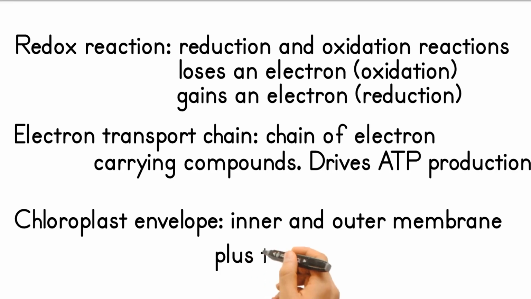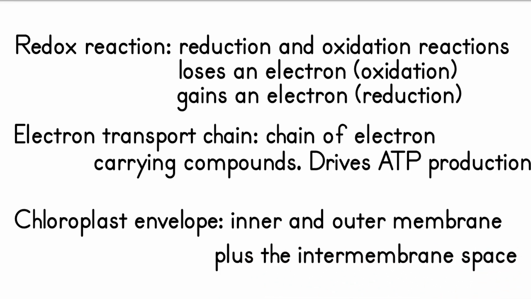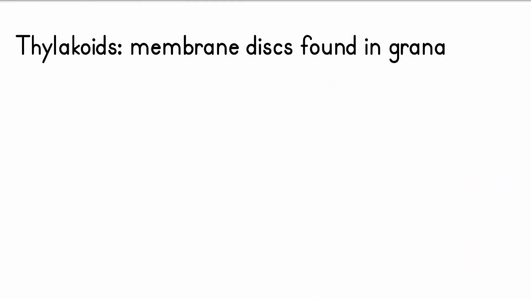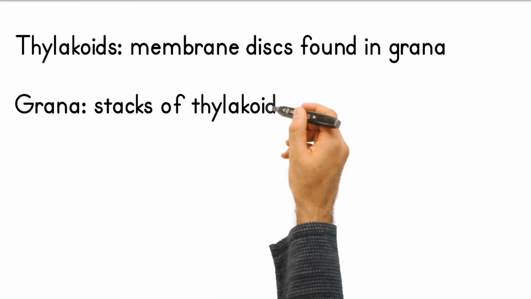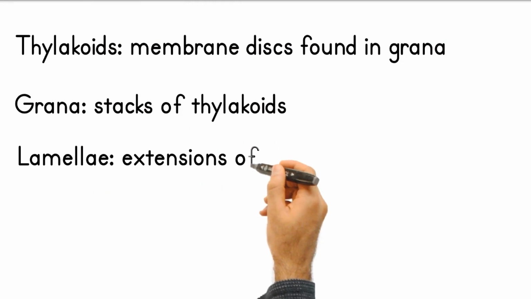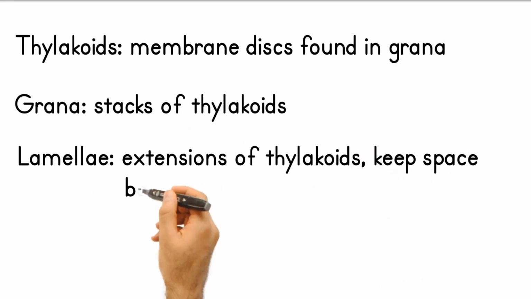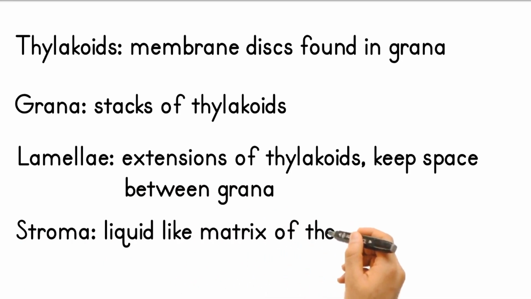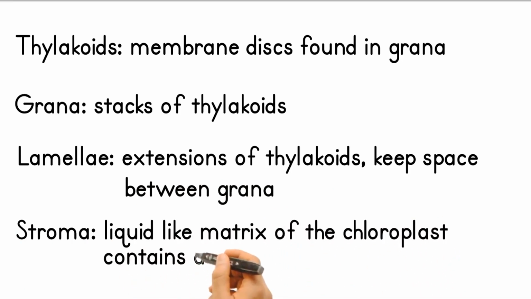Chloroplast envelope, is the inner and outer membrane plus the intermembrane space. Thylakoids, are membrane discs found in grana. Grana, are stacks of thylakoids. Lamellae, are extensions of thylakoids that keep space between grana. Stroma, is the liquid-like matrix of the chloroplast, it contains all the enzymes.